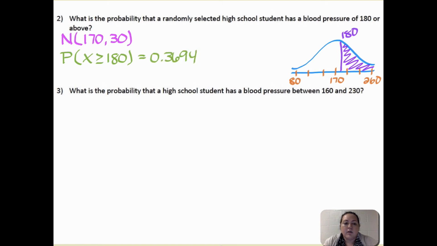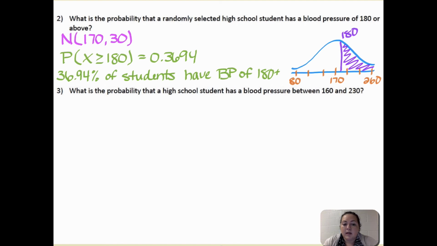So I did normal CDF, a lower bound of 180, an upper bound of 99999, a mean of 170, and a standard deviation of 30. So we would say 36.94% of students have a blood pressure of 180 or more.